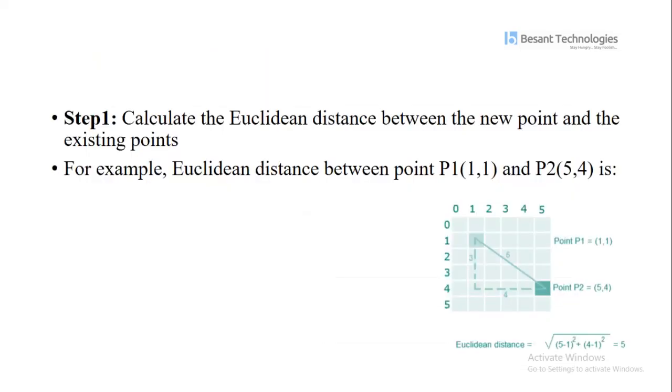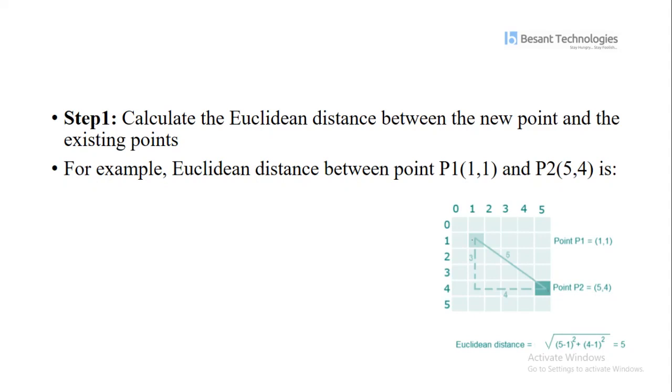Now we are going to calculate the Euclidean distance between the new point and the existing points. For example, for the Euclidean distance we take P1, that is 1, 1, and P2, that is 5, 4.